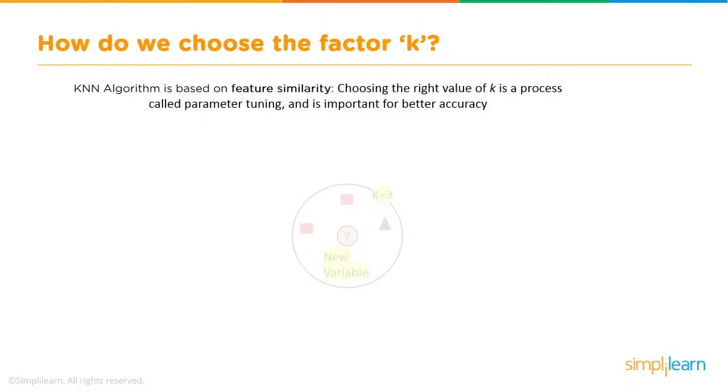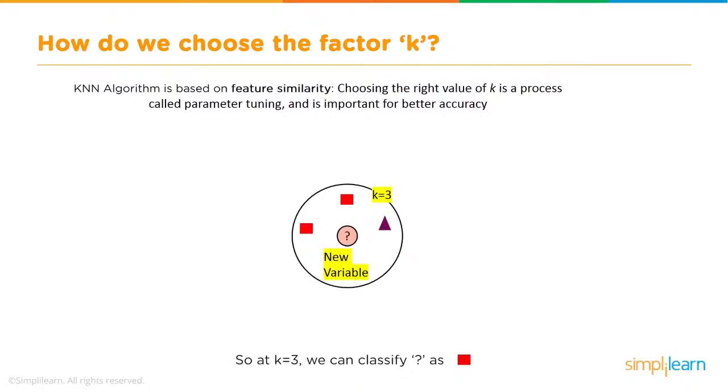KNN algorithm is based on feature similarity. Choosing the right value of K is a process called parameter tuning and is important for better accuracy. So at K equals 3, we have a question mark in the middle, and we can classify it as either a square or not. Is it a square or is it, in this case, a triangle?